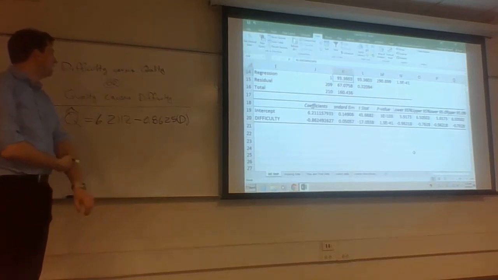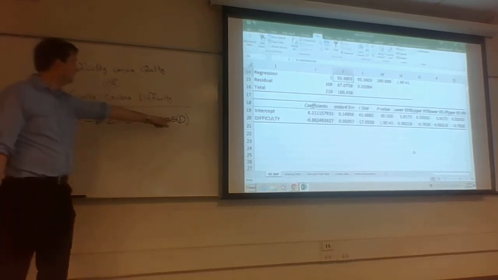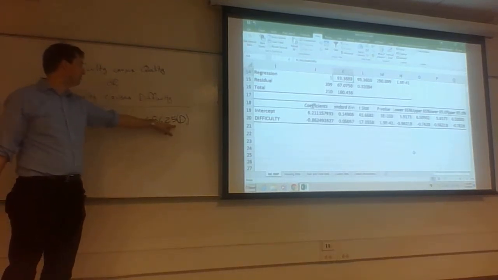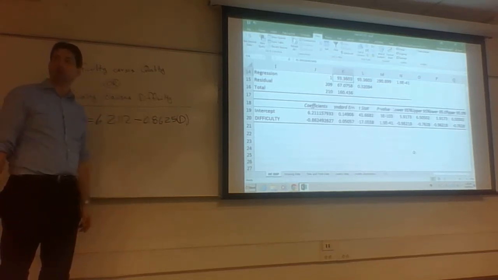So immediately I know that if I were to make my class harder by 1 point, I can expect my rating per professor to fall by 0.8625, assuming the causation works the way I think it does.